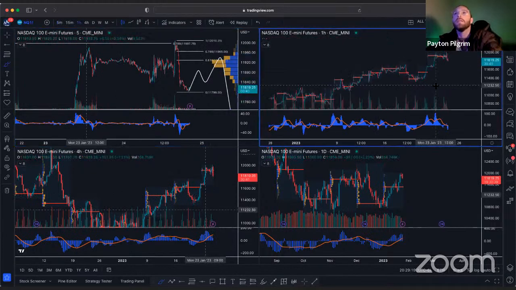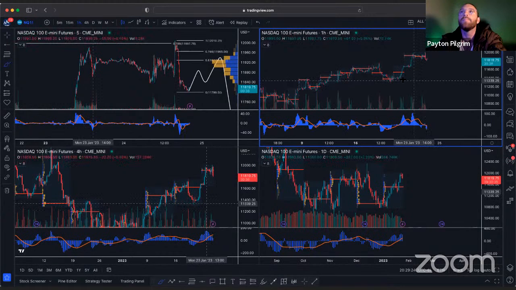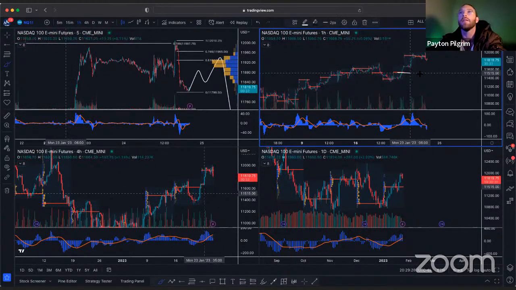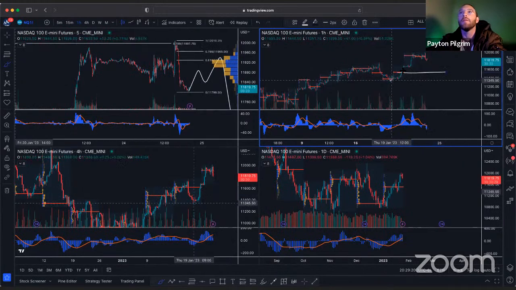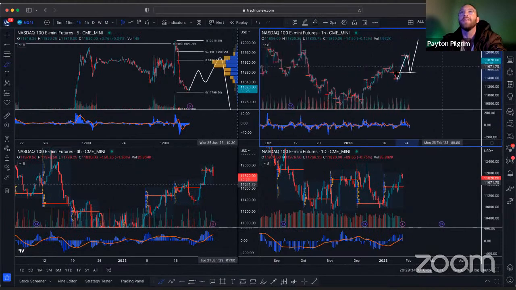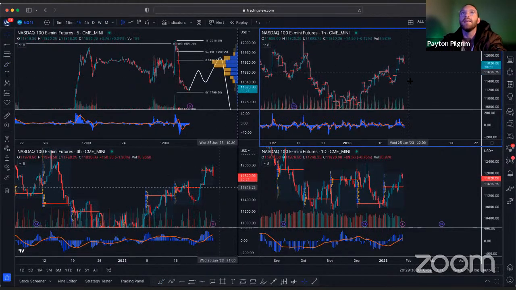Also, if this comes down into this area right here, this is a buying opportunity. So I'm not 100% sold on this just tanking yet. We'll see how this gets into that area. So watching for that.